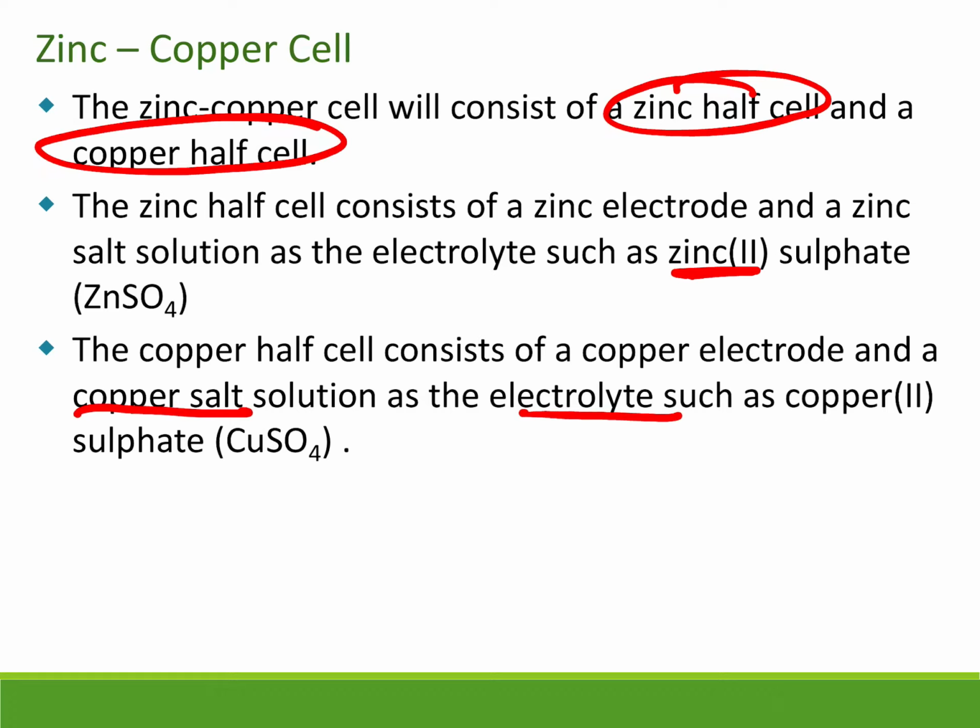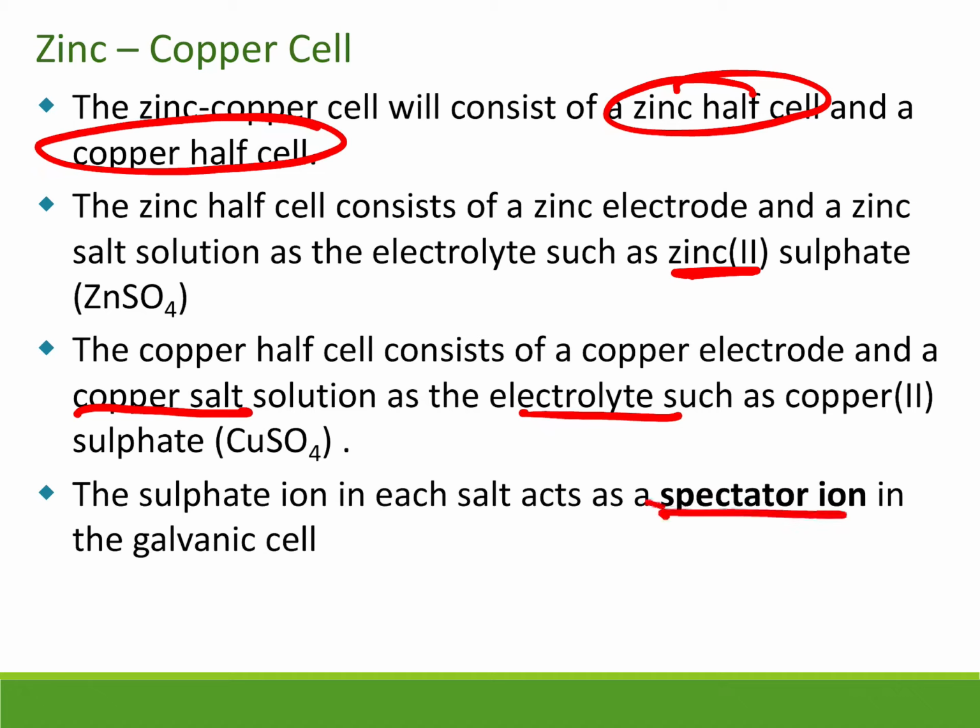The sulfate ion is a spectator ion. It's there because I can't have zinc 2 plus ions just randomly running around. They don't exist. They have to come with something. So the sulfate is what it comes with. Okay? So this is what happens.